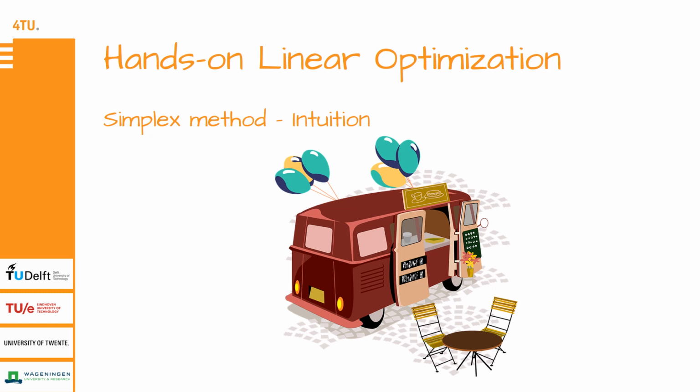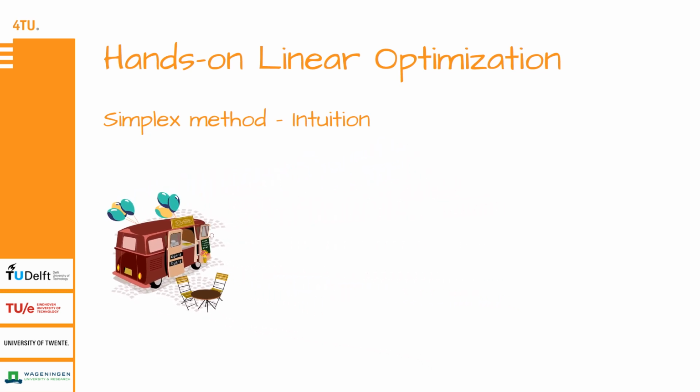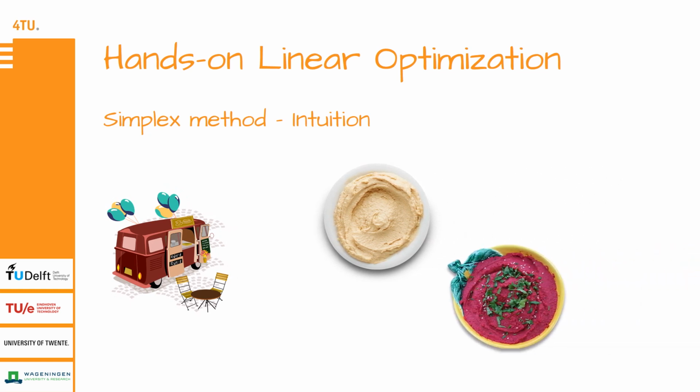Let's see how we can use the simplex method to maximize the profit of the company Optimal Hummus by determining how much plain hummus and beetroot hummus they should sell at the upcoming festival.